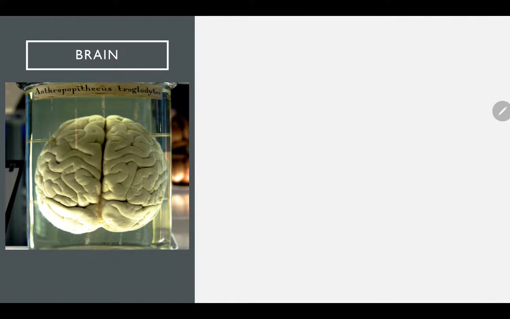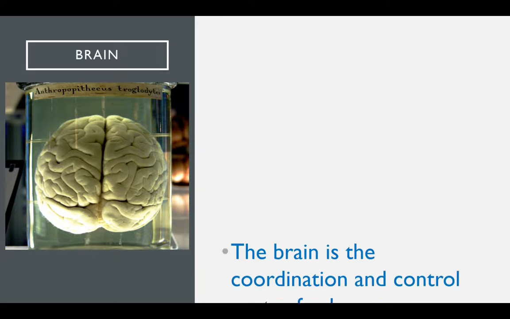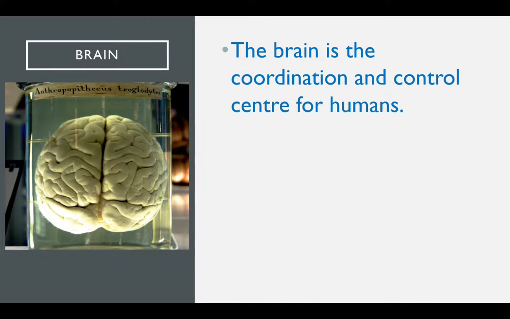Okay, let's dissect further on the central nervous system first. To be specific, the structure of the brain, the most important organ in our body. The brain is the coordination and control center for humans. That is why it is the center and it is located on top of our body, because it controls everything that we do.